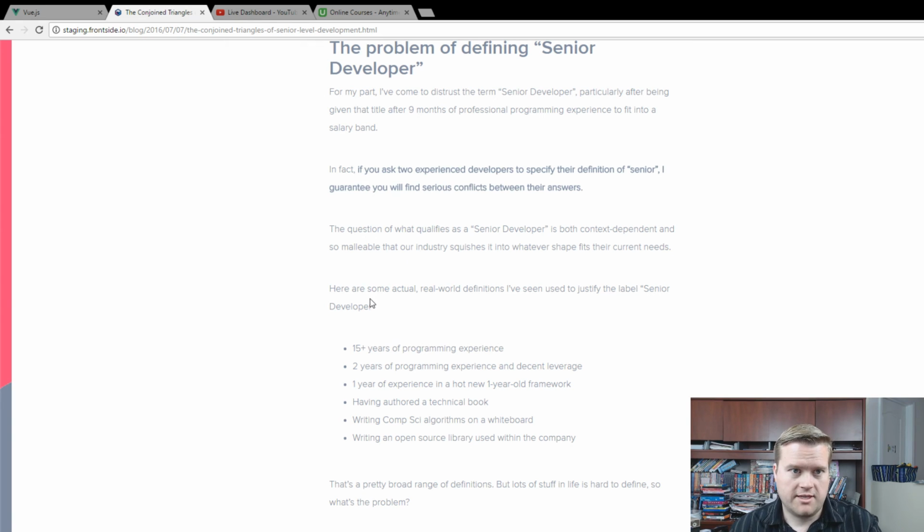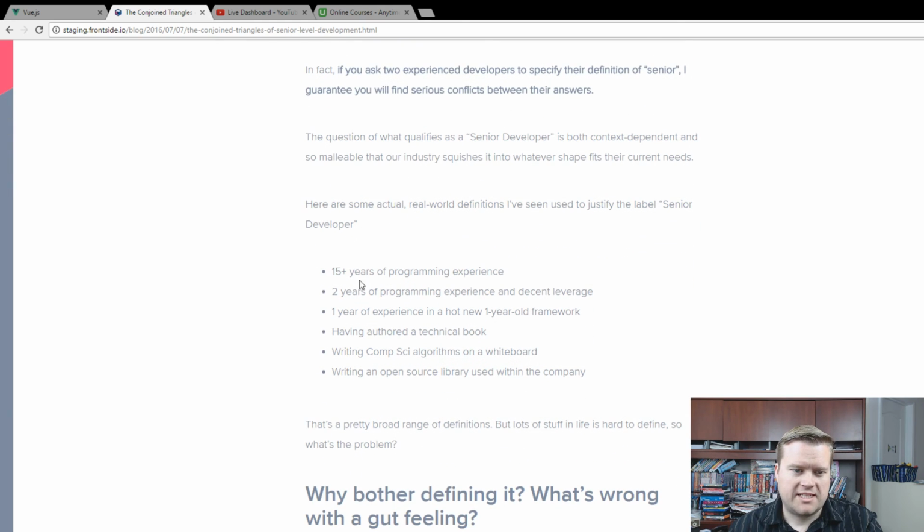You can see here on the screen, this is the problem of defining a senior developer. And what it says is that a lot of times when people think of a senior developer, they think of years of experience. They may think that if you're really good at one programming language, then you're considered senior. If you've authored a technical book or you're really good at creating algorithms on a whiteboard, you might be considered a senior programmer. And if you write an open source library, you might be considered a senior developer. But really, there is no definition of what a senior programmer is and isn't.